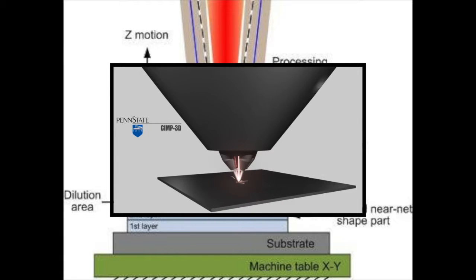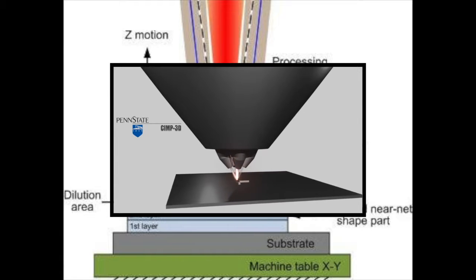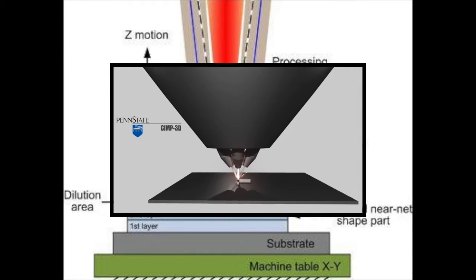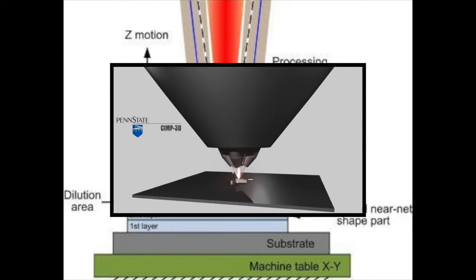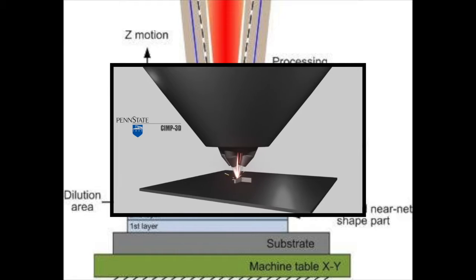Due to the heavy laser construction, the XY table is moved in raster fashion to fabricate each layer of the object. The head is moved up vertically after each layer is completed.